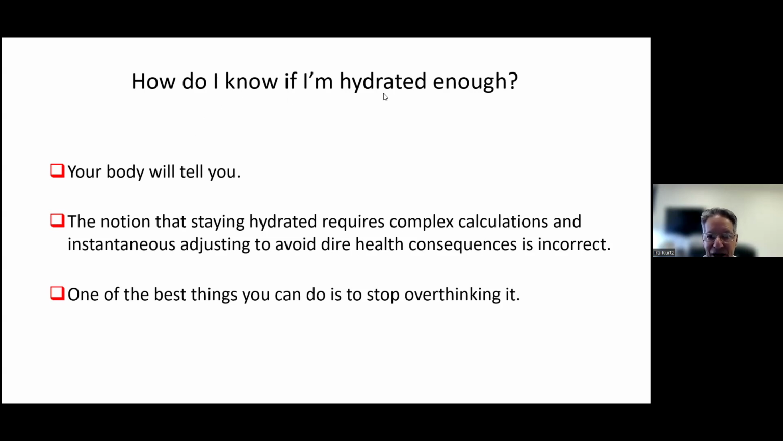So how do I know if I'm hydrated enough? Your body will tell you. The notion that staying hydrated requires complex calculations and instantaneous adjusting to avoid dire health consequences is entirely incorrect. And one of the best things you can do is stop thinking about it. Stop making that a priority, how many glasses of water you drink in a day, if you're a normal person.